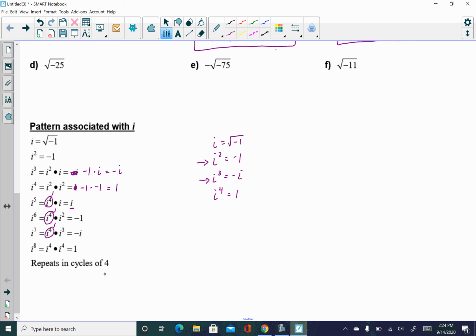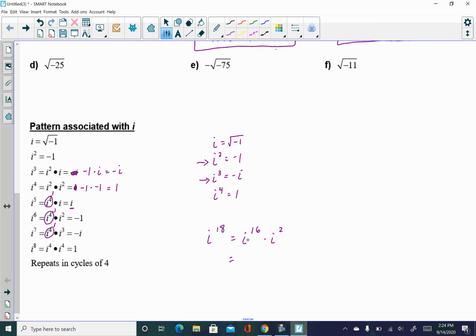So for example, if I asked you i to the 18th, then I would think of the highest multiple of 4 that we could go evenly into 18. So I would say, okay, well, i to the 16 times i squared, right? Because when you multiply these two, you add your exponents. So these two need to add up to 18.